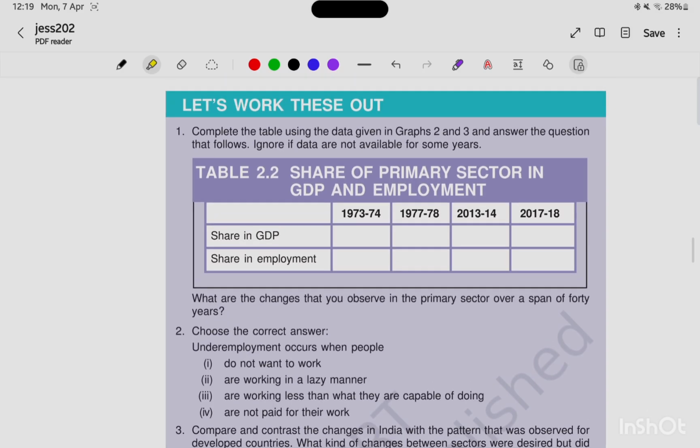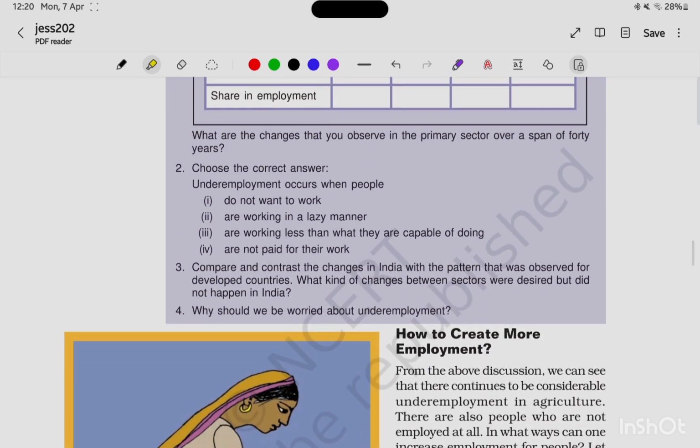Now let's work this out. Complete the table using the graphs 2 and 3 and answer what follows. Ignore if data is not available for some years. Okay, we can do this easily. What are the changes that you observe in the primary sector over a span of 40 years? So, in the share of GDP and in the share of employment, it reduces. Okay, now choose the correct answer. Underemployment occurs when people are working less than what they are capable of doing.